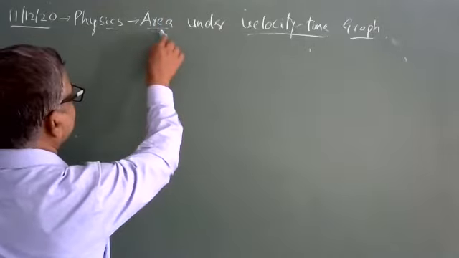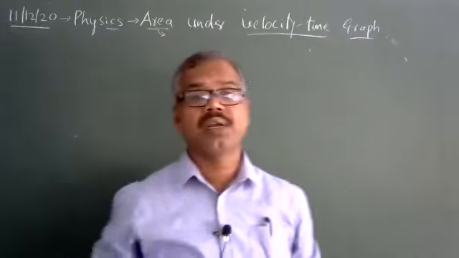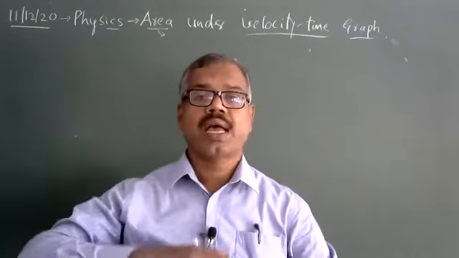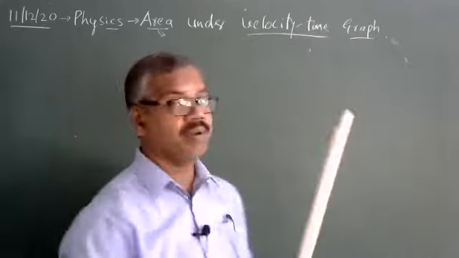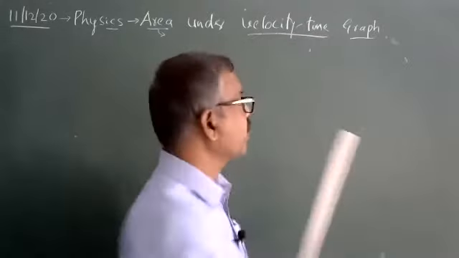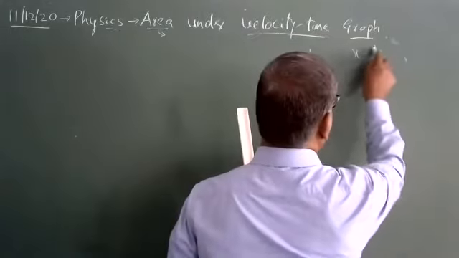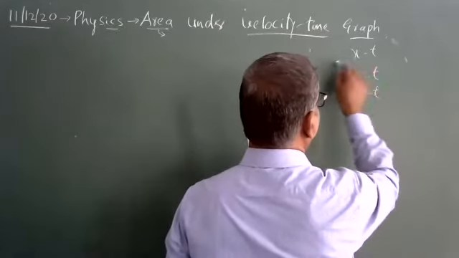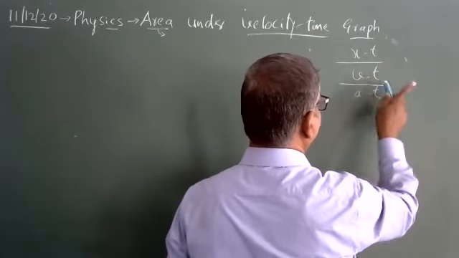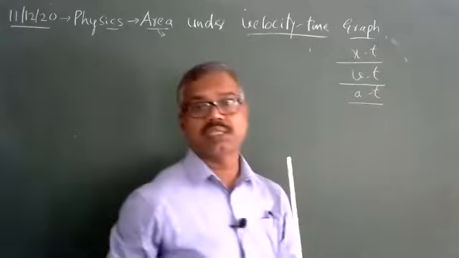What is this area concept and how is it related to velocity time? The idea is you have two parameters, one is velocity and the other is time. I'll be having a velocity-time graph like the xt graph. We have three graphs: xt graph, vt graph, and at graph. This is called the position-time graph, this is called velocity-time, and this is called the acceleration-time graph.